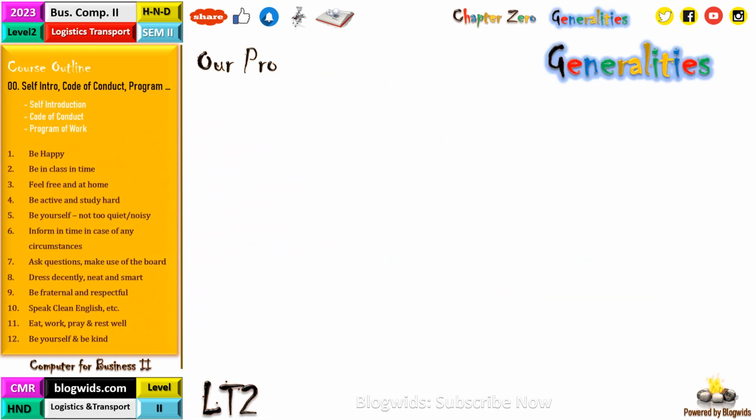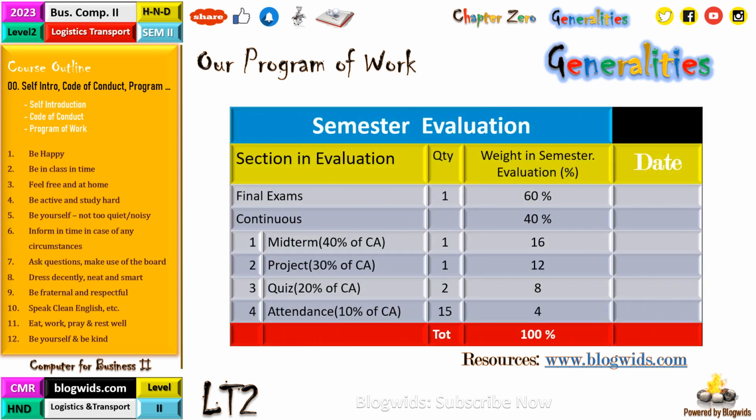That brings us now to our evaluation program. According to our evaluation program, our exams constitute 60% of the semester evaluation, and the continuous assessments constitute 40% of the semester evaluation. So exam is 60%, continuous assessment is 40%. Now this continuous assessment is further divided into 4 parts, okay?